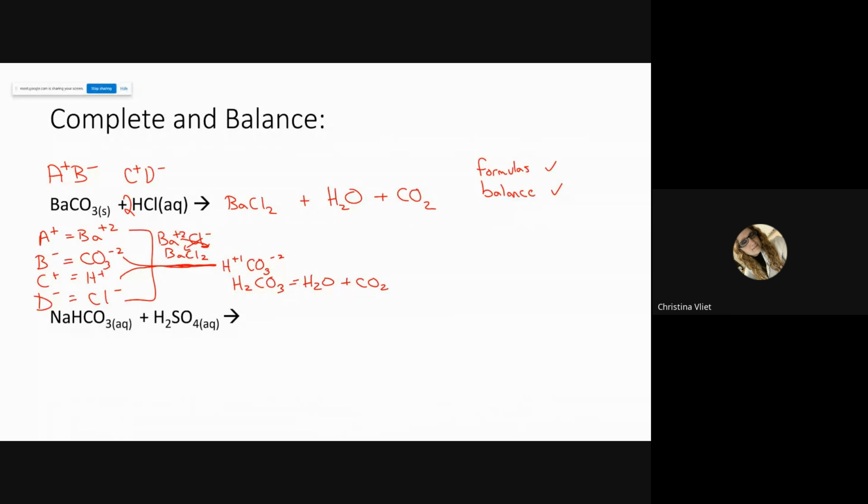What's the last part of the completing and balancing process we've been going through? It's the formulas, then balance, then what's last? Phase. If this is a double replacement reaction, how do I predict the state of BaCl2, which is an ionic compound? We look at the solubility rules. So take out your paper, solubility rules. What do they state about barium chloride? You should be looking at the rule for chlorine.